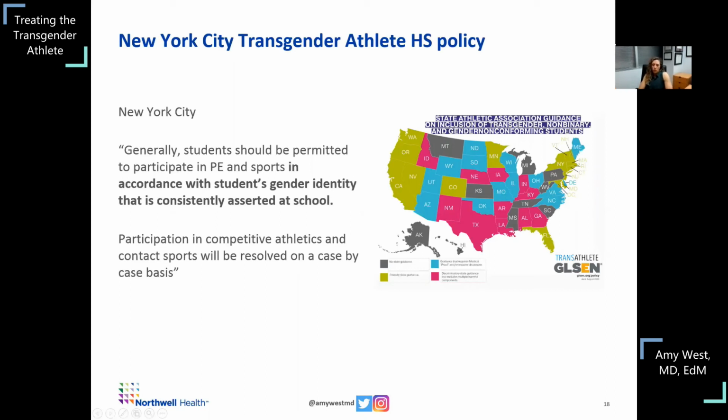There's just a map here from transathlete.com, which explains the different policies. If you're interested, you can go and look by state, and they grade them based on the restrictive level and what's considered friendly versus not friendly. So in New York City, it's a case-by-case basis, but in general, students can participate how they identify.